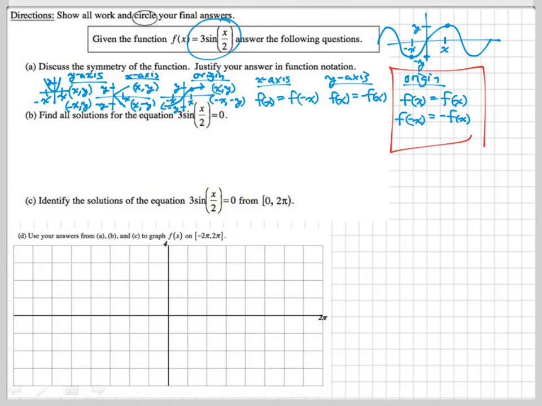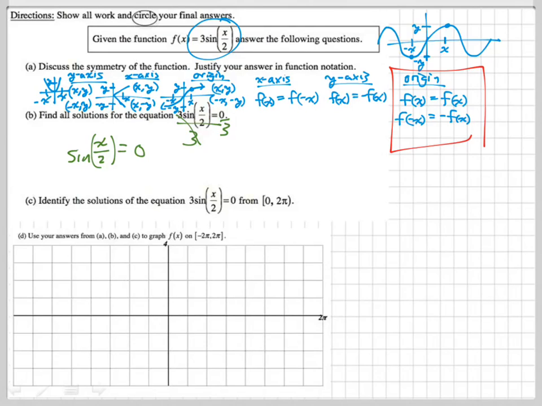So for this next one right here, it says solve it. What you have to do is get the sine alone, so then you can get the x. So let's get the sine alone first. We divide it by 3 to get rid of the 3. 0 divided by 3 is 0, so we have sine of x divided by 2 equals 0.